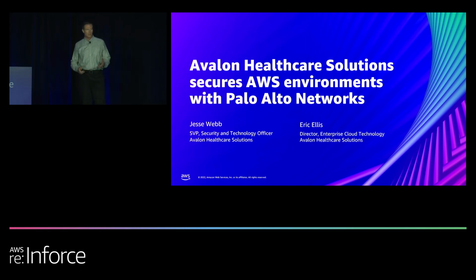What we're going to actually talk about is probably extreme security and extreme growth, and how AWS and Palo Alto Networks is helping us get past some of the challenges that we're having implementing both those. So hopefully you'll find some value in our story.